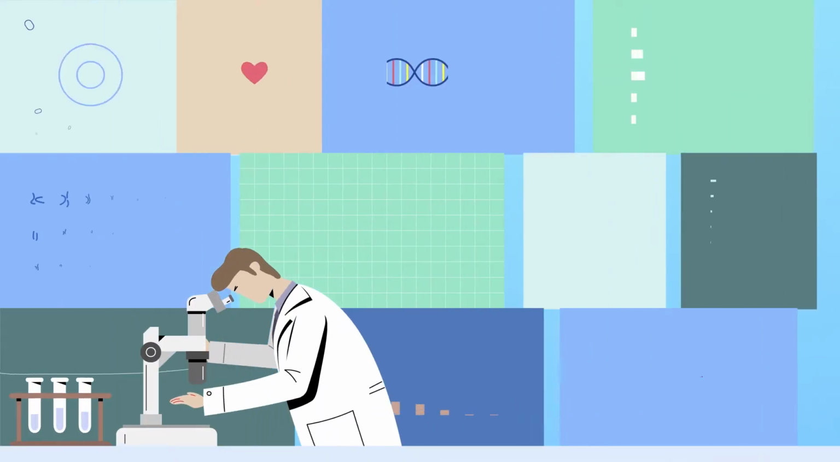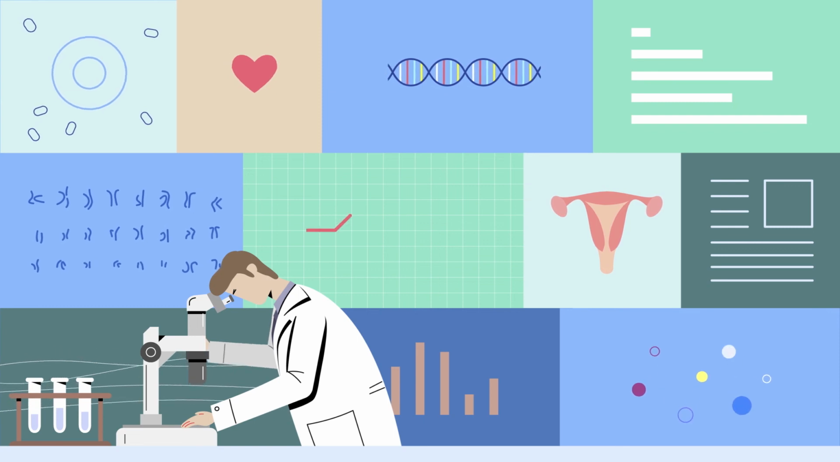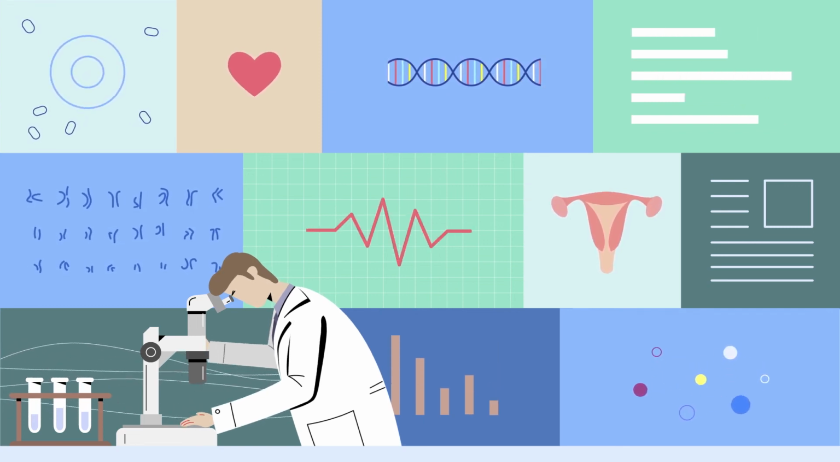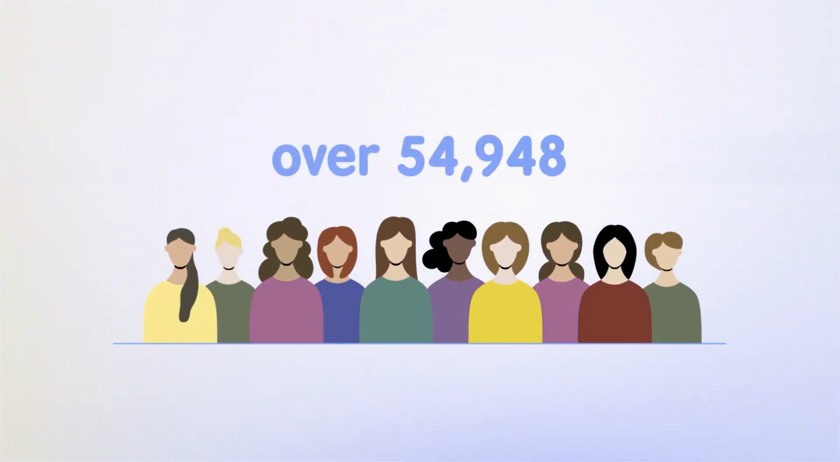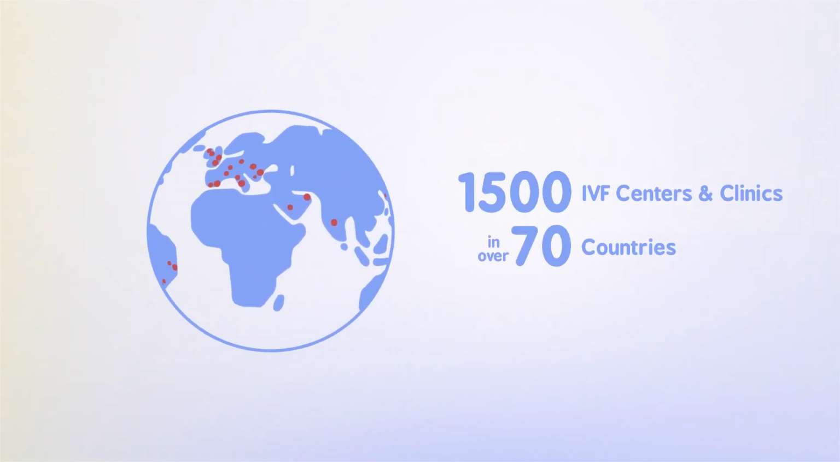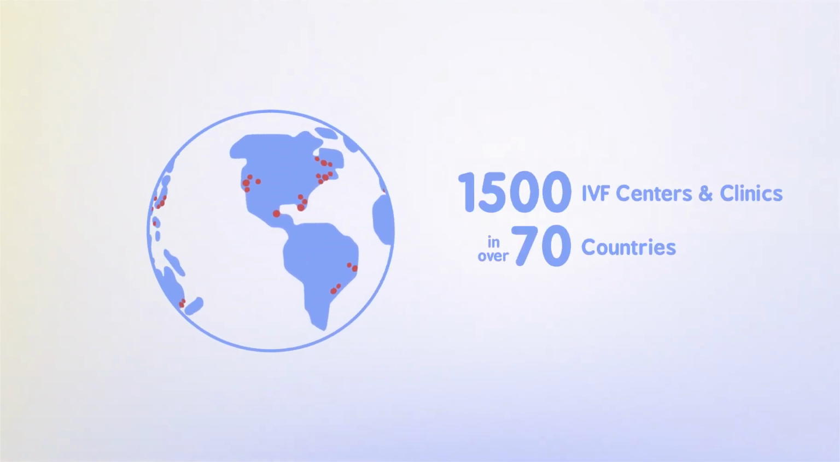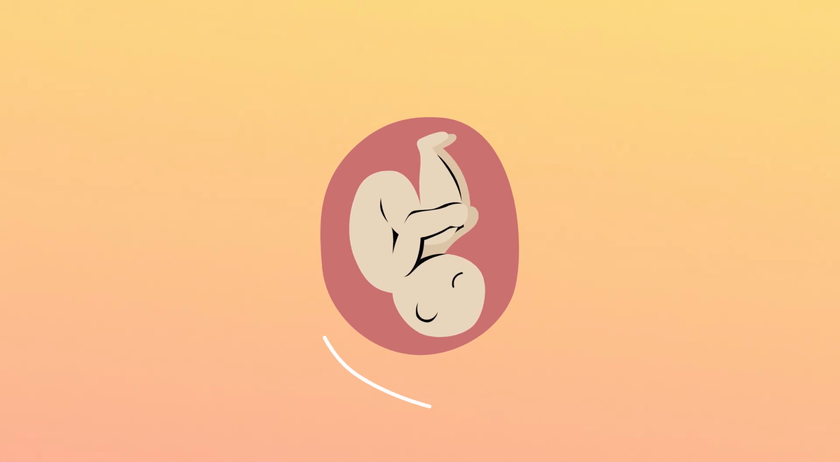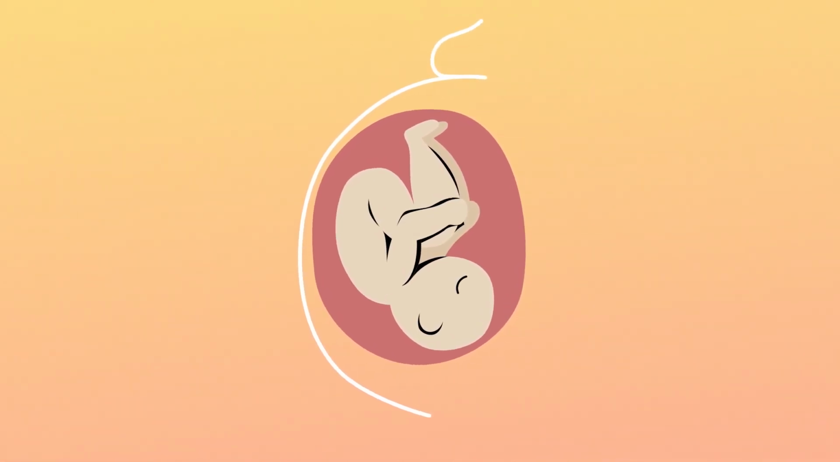ERA is patented by Igenomix and is the product of over 10 years of research and development. Using ERA, over 55,000 women worldwide have found their window. Over 1,500 IVF centers and clinics in over 70 countries are providing ERA for their patients, and these numbers are increasing. You can increase your chance of pregnancy with ERA.